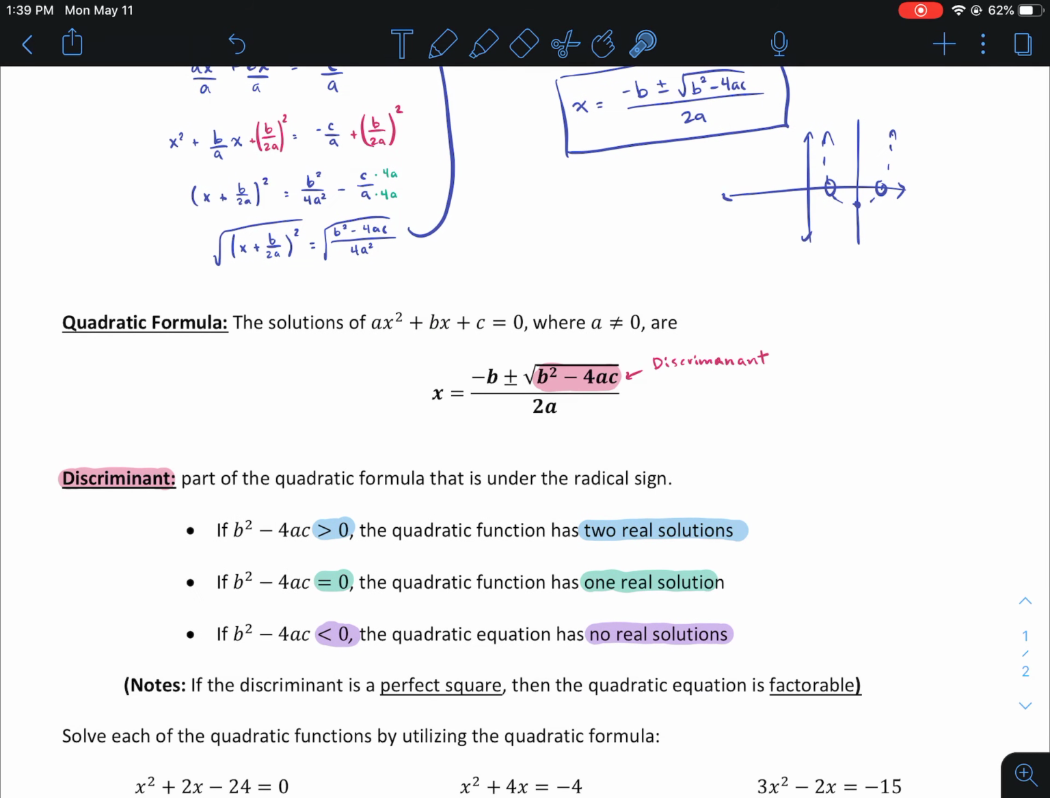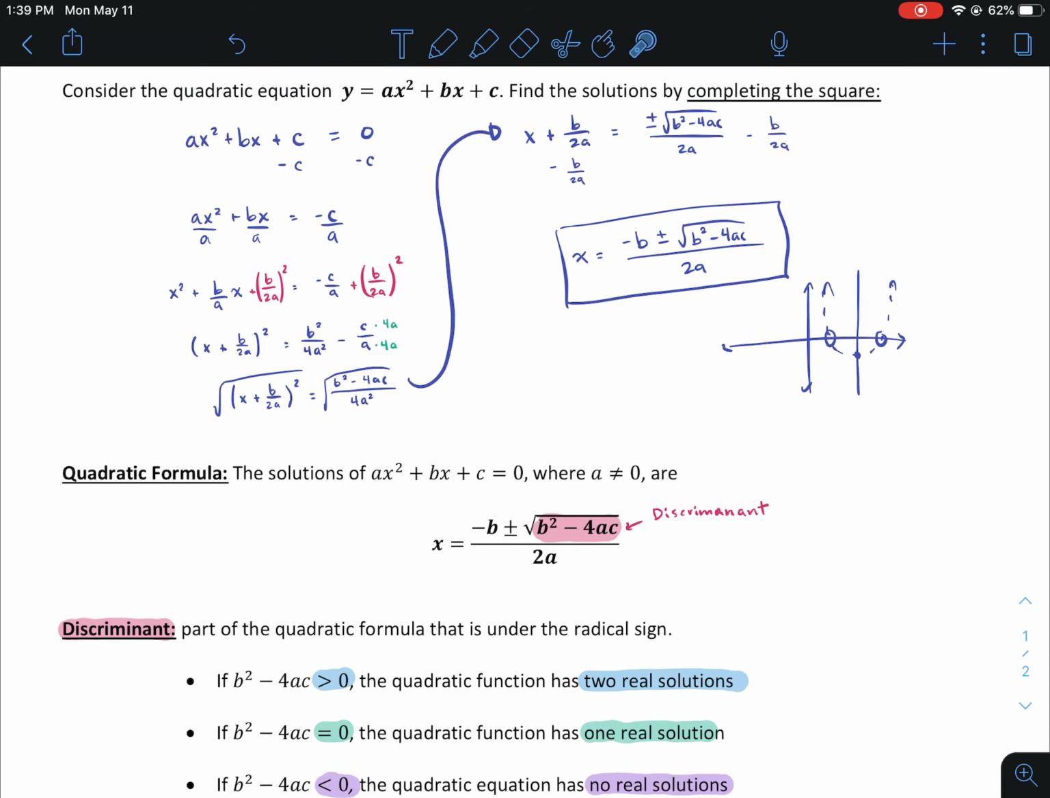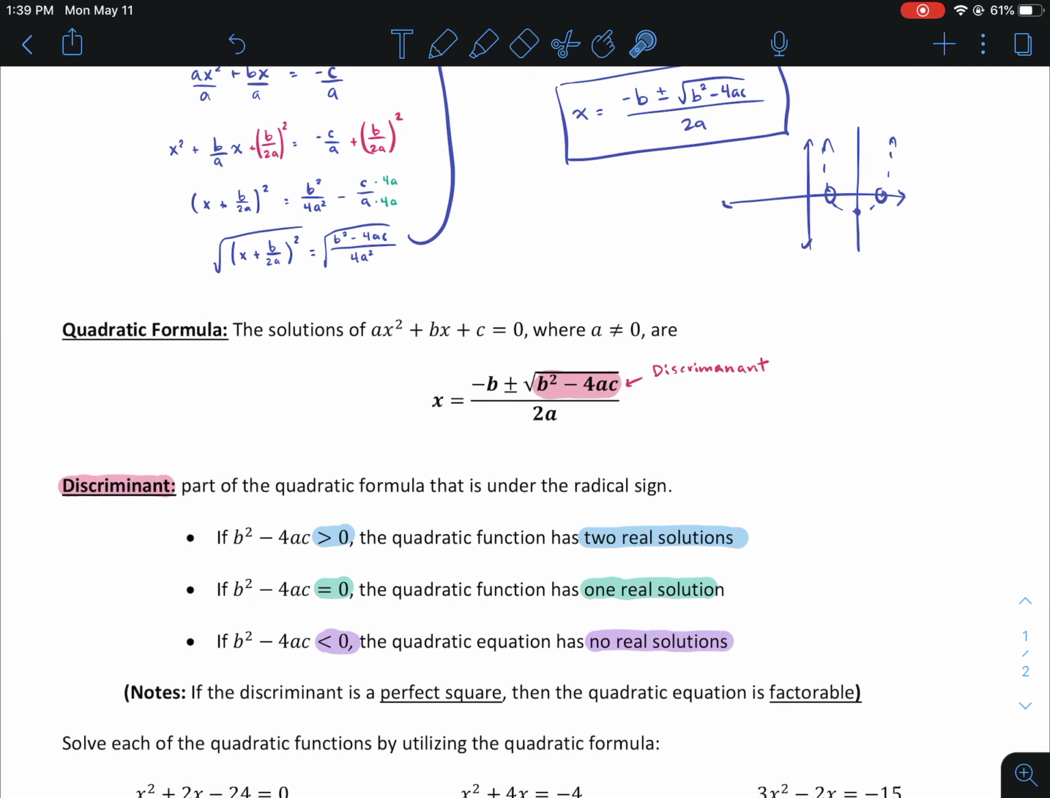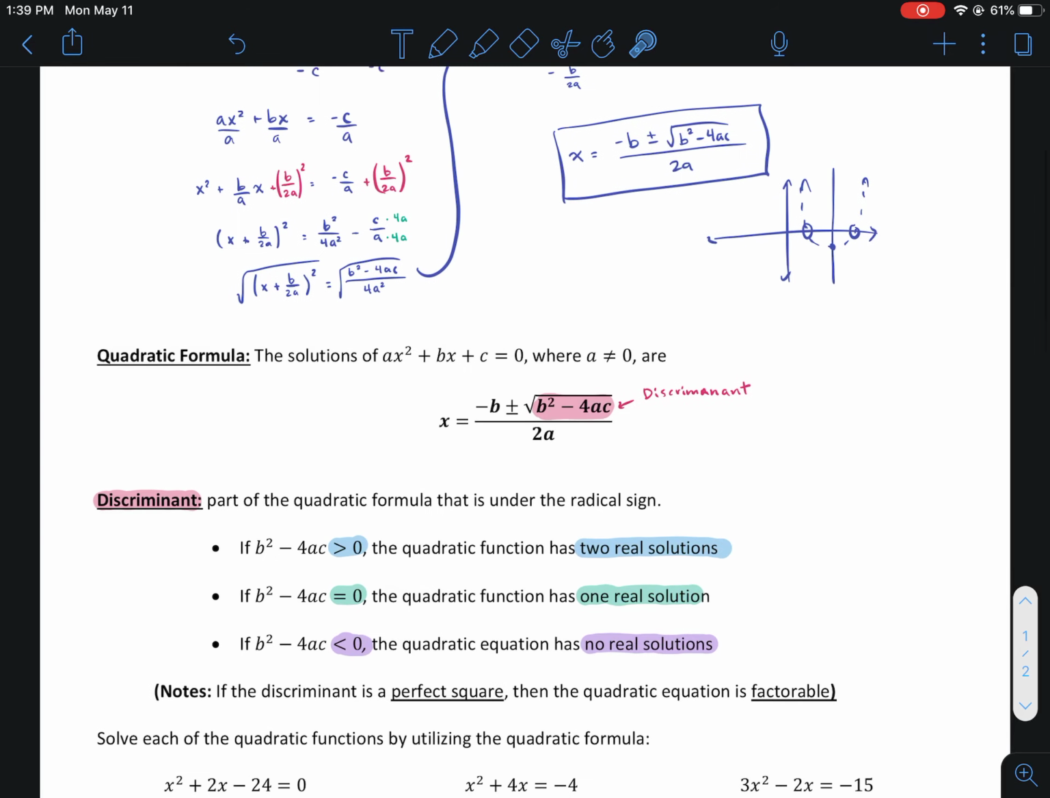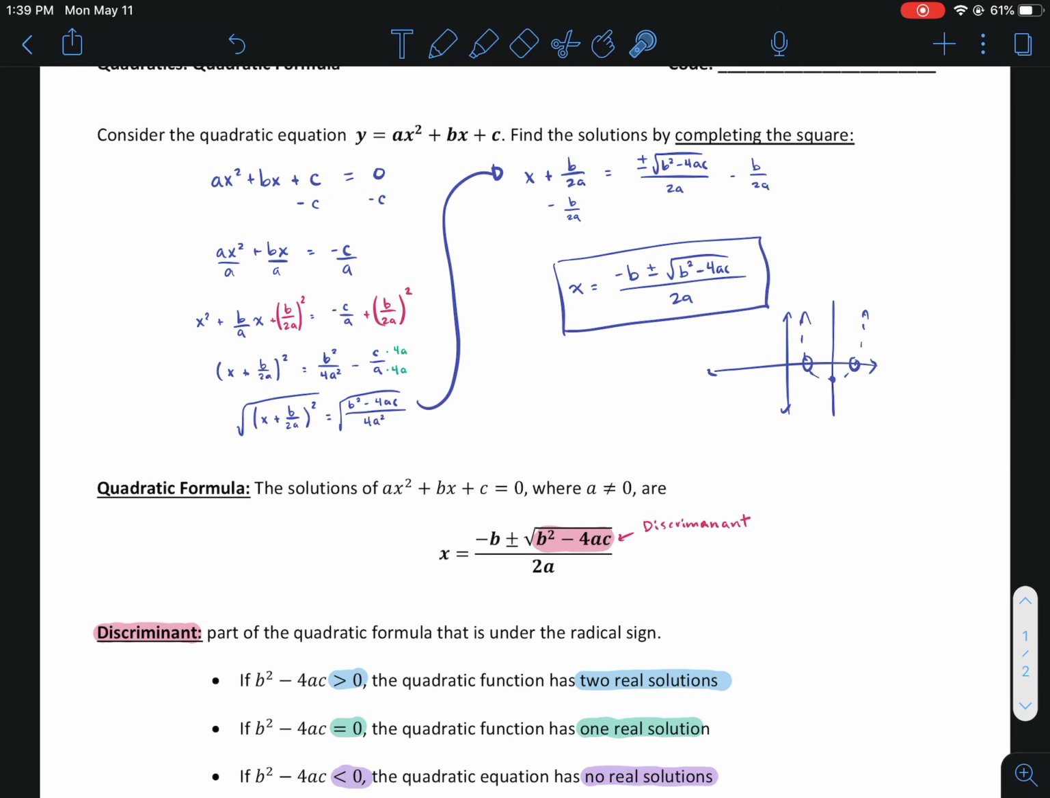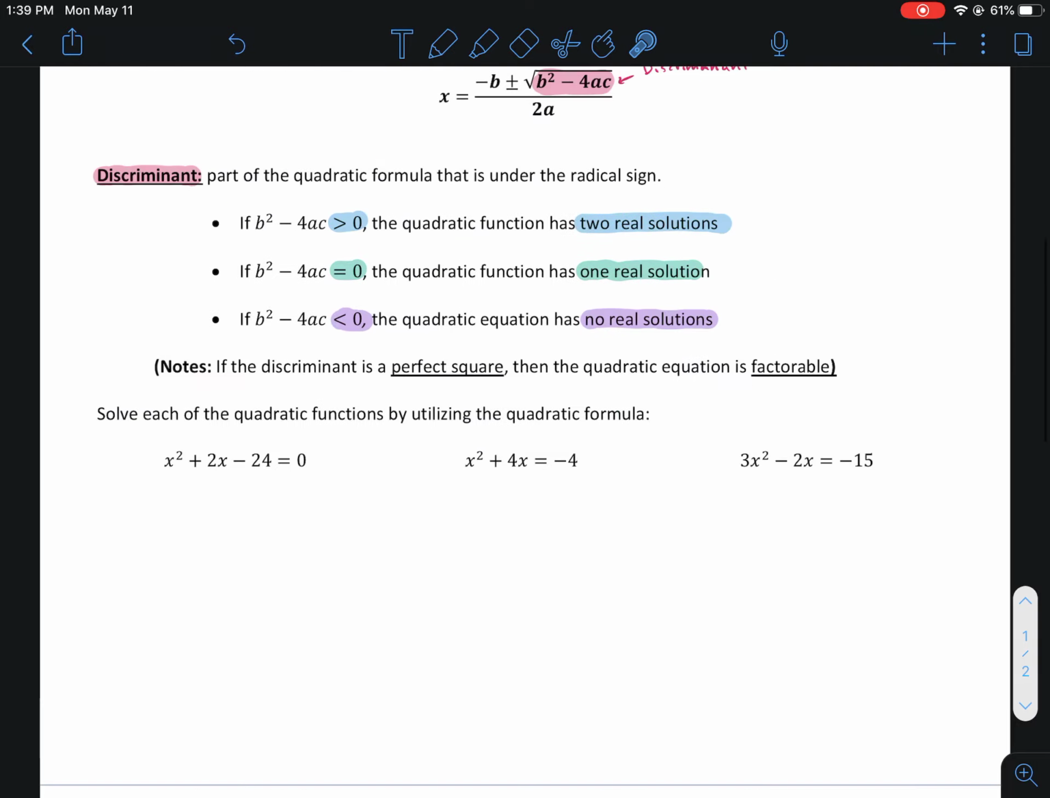Now, it's worth noting that if the discriminant is a perfect square, that means we're not going to have these weird square roots that we can't simplify. So if the discriminant is a perfect square, that means the equation is factorable, and in that case, you wouldn't use this formula, you would just factor and solve for the zeros. But the good news is that this formula works for all quadratic functions. Okay, so we're just going to look at a couple examples.